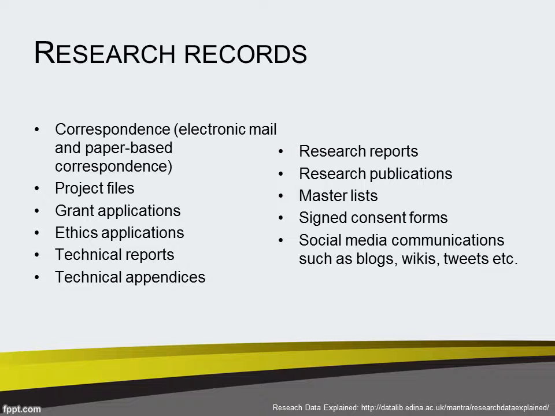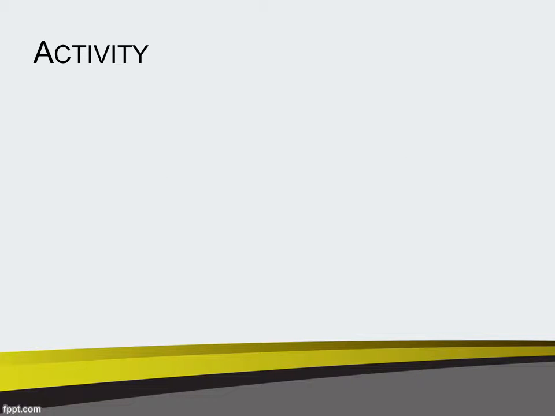So, after this, there will be an activity. This activity aims to distinguish between research data objects and research records. Joanne or Marty will call someone to answer. So, the question is, is it a research data object? First, nuclear magnetic resonance image.